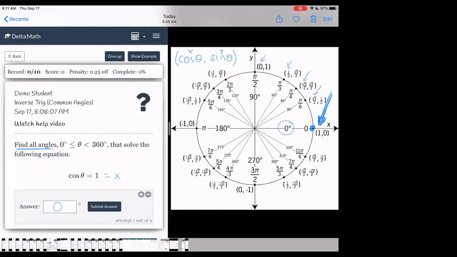I probably cut out again because my internet connection is unstable. Okay, so what I was trying to say was cosine is the x, so if you are looking for cosine equals 1, then you're looking for x equals 1. So on the unit circle, the only spot where we see x is equal to 1 is where my big blue arrow is, and that spot corresponds with 0 degrees, so our answer is 0 degrees.